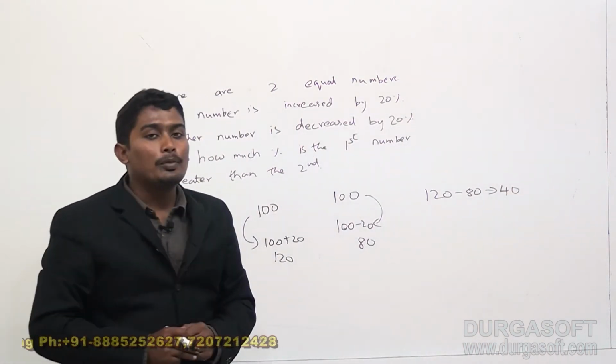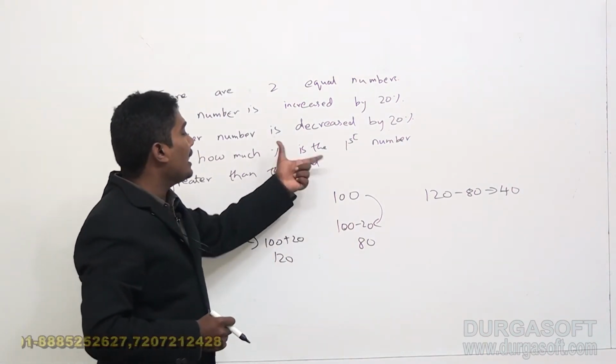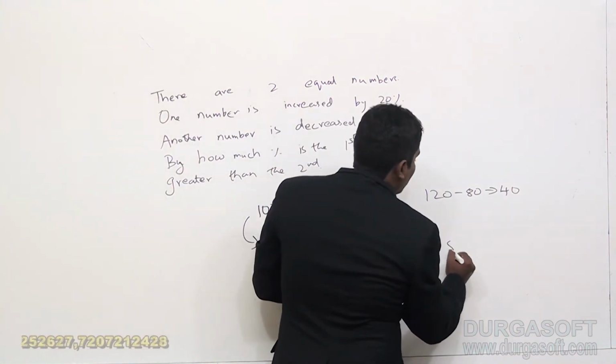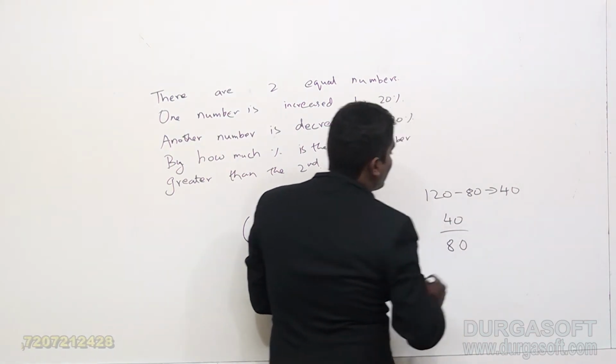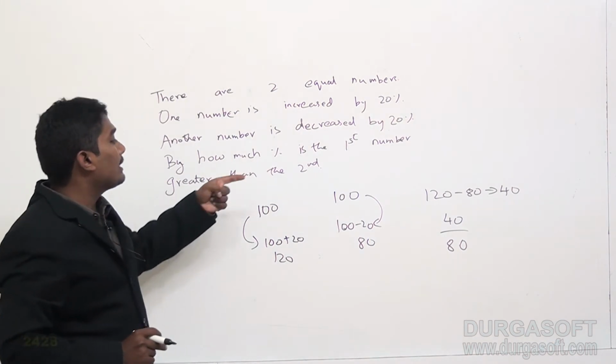The difference between the two numbers is 40, but they did not ask the difference in terms of absolute values. They asked the difference in terms of percentage, which means the first number is 40 greater than the second number, which is 80. So by how much percentage is the first number greater than the second?